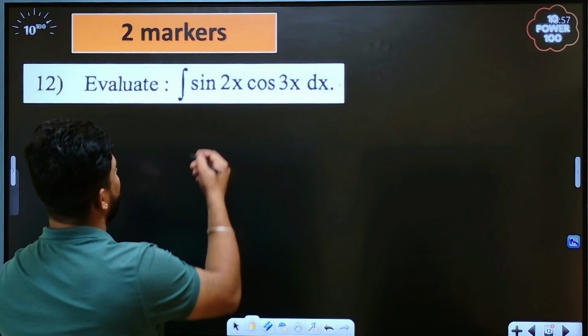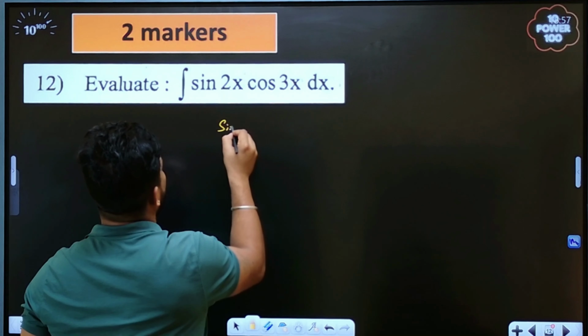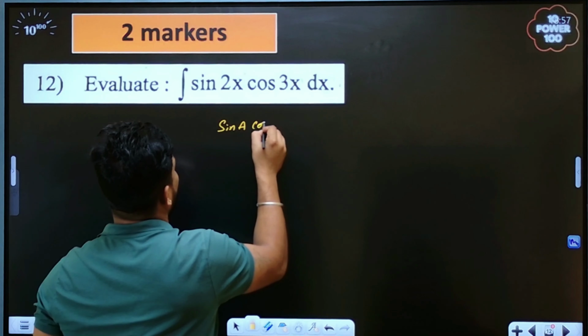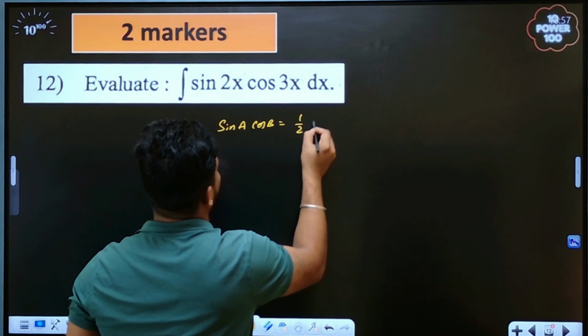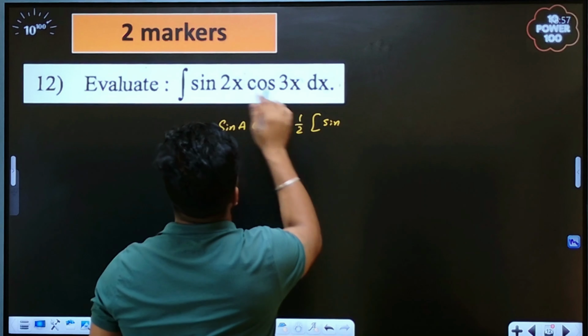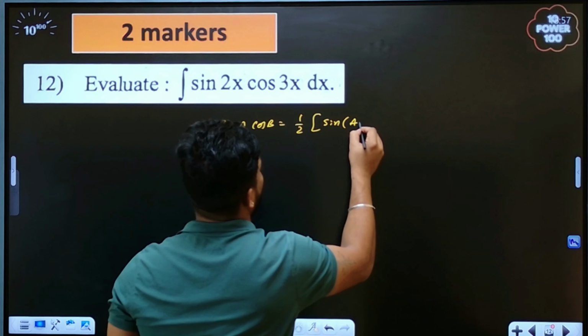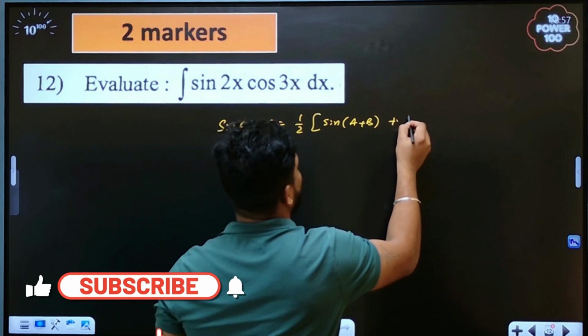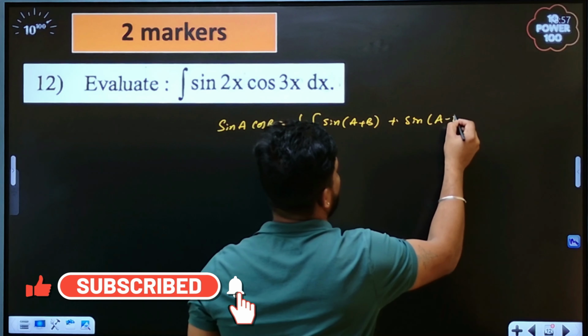Okay, next question. Sin A into cos B. First you apply the formula. Sin A into cos B is equal to half of sin of (A plus B) plus sin of (A minus B), right?